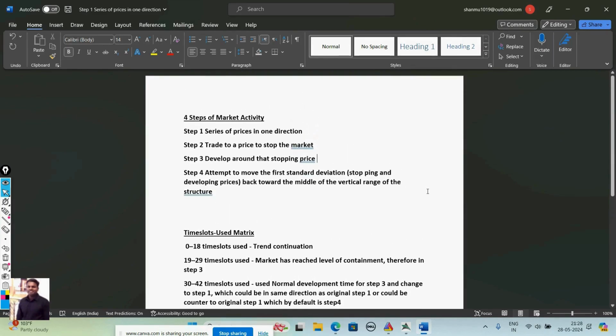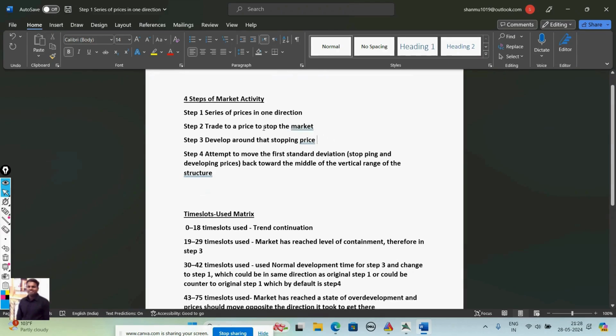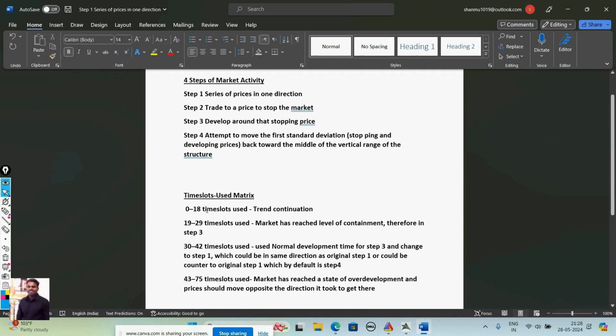What are the four steps of market activity? Step one is a series of price moves in one direction. Step two is trade to a price that stops the market. Step three is development around the stopping price. Step four is an attempt to move the first standard deviation, stopping and developing price back towards the middle of the vertical structure. Time slots: 0 to 18 is trend continuation. 19 to 29 means the market has reached containment, therefore step 3, development around the stop prices. 30 to 42 is normal development, happening in the same direction, which could be the default step 4.